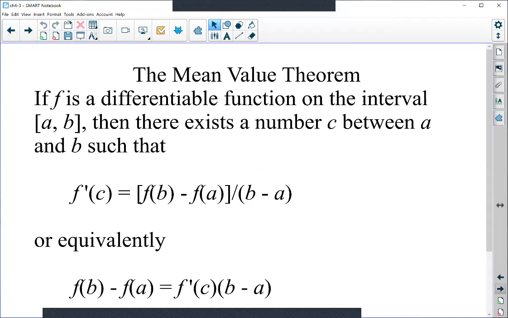All right, the mean value theorem. This is a big thing. Often a justification or a reasoning on the free response section of the AP exam. If f is a differentiable function, in other words, you can take the derivative on the interval from a to b, then there exists a number c between a and b, such that the derivative at c is equal to the slope of the secant line joining the two endpoints.